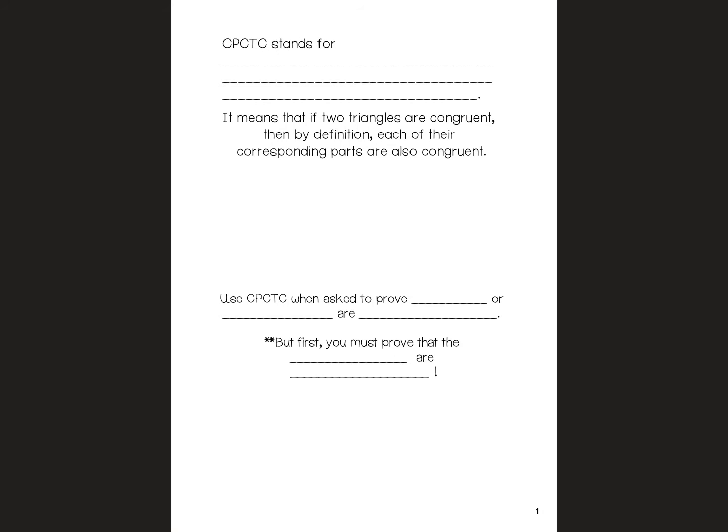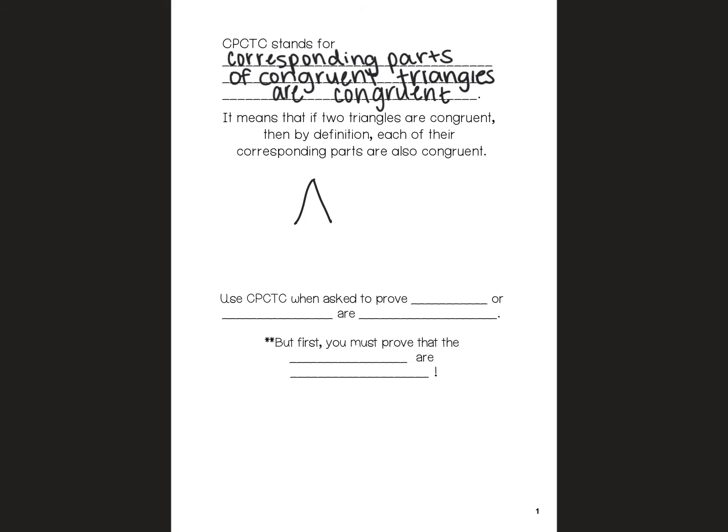Today we're going to talk about something called CPCTC, which stands for corresponding parts of congruent triangles are congruent. Basically what it means is that if you have two triangles that are congruent, then any of their corresponding parts have to be congruent.